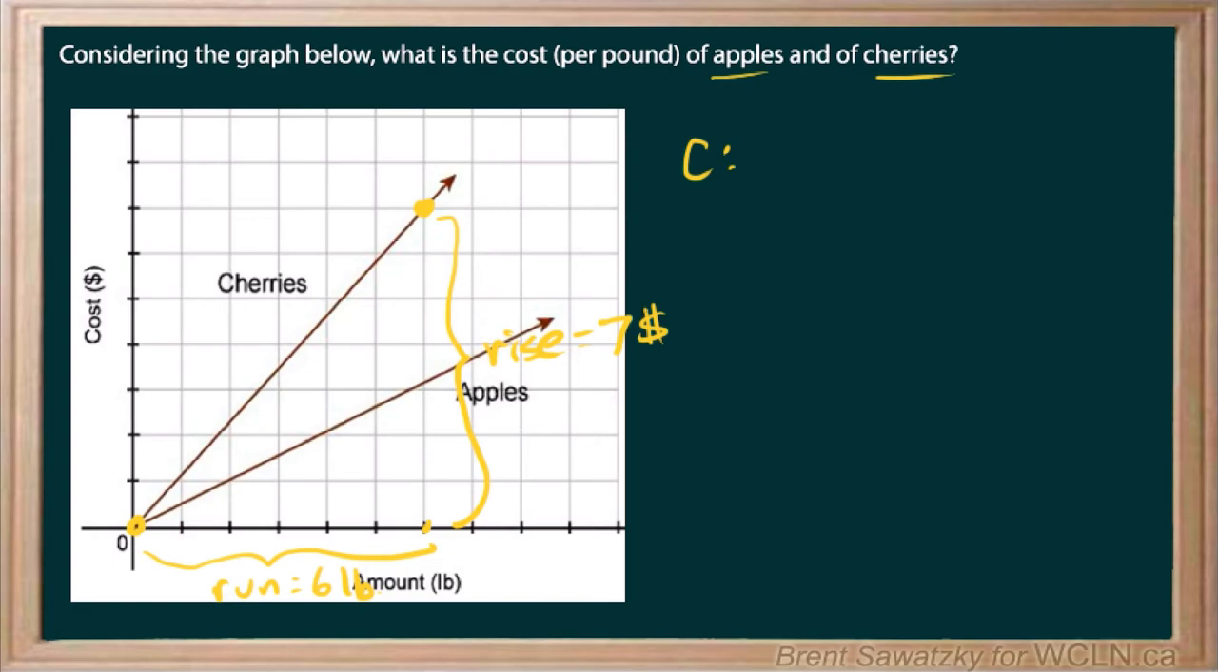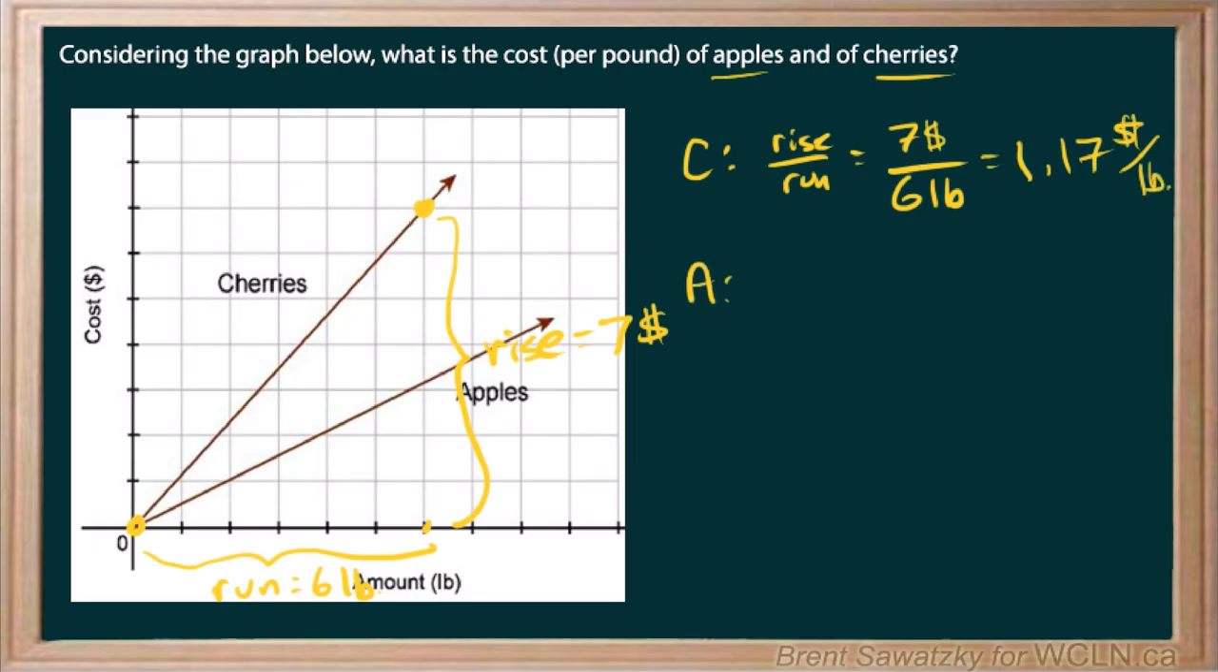And so we can say this slope is the rise over the run equals $7 over 6 pounds. All right. And so if we threw that in the calculator, we'd come up with about $1.17. So dollars per pound. Okay. How about the apples?